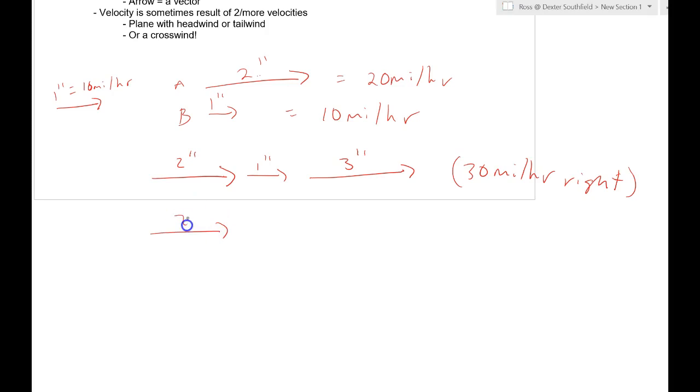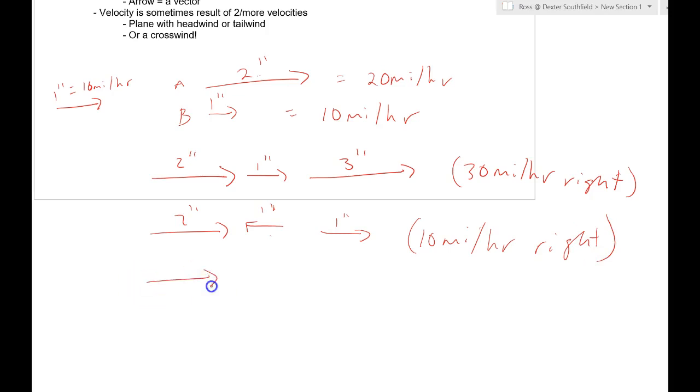If I had my 2 inches and then my 1 inch going that way, that would tell me that they're going against each other, so we would subtract. So 2 minus 1 is going to be 1. Which direction is going to win? The bigger one always wins, so my resultant velocity would be 1 inch in that direction, or 10 miles an hour to the right.